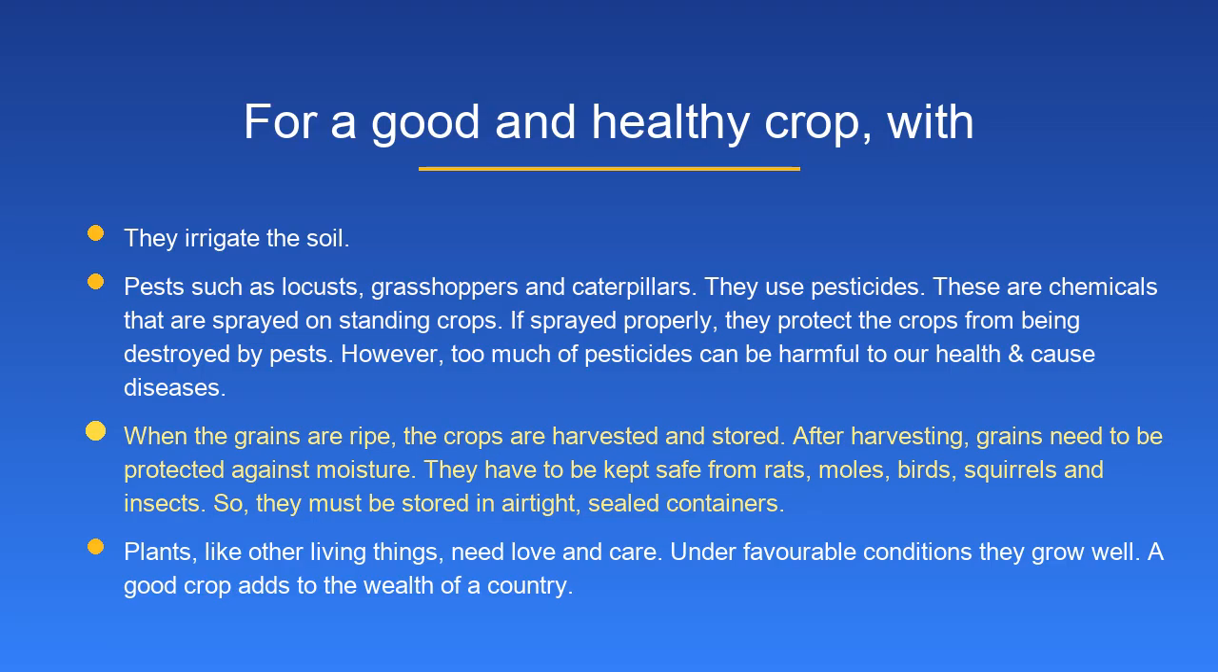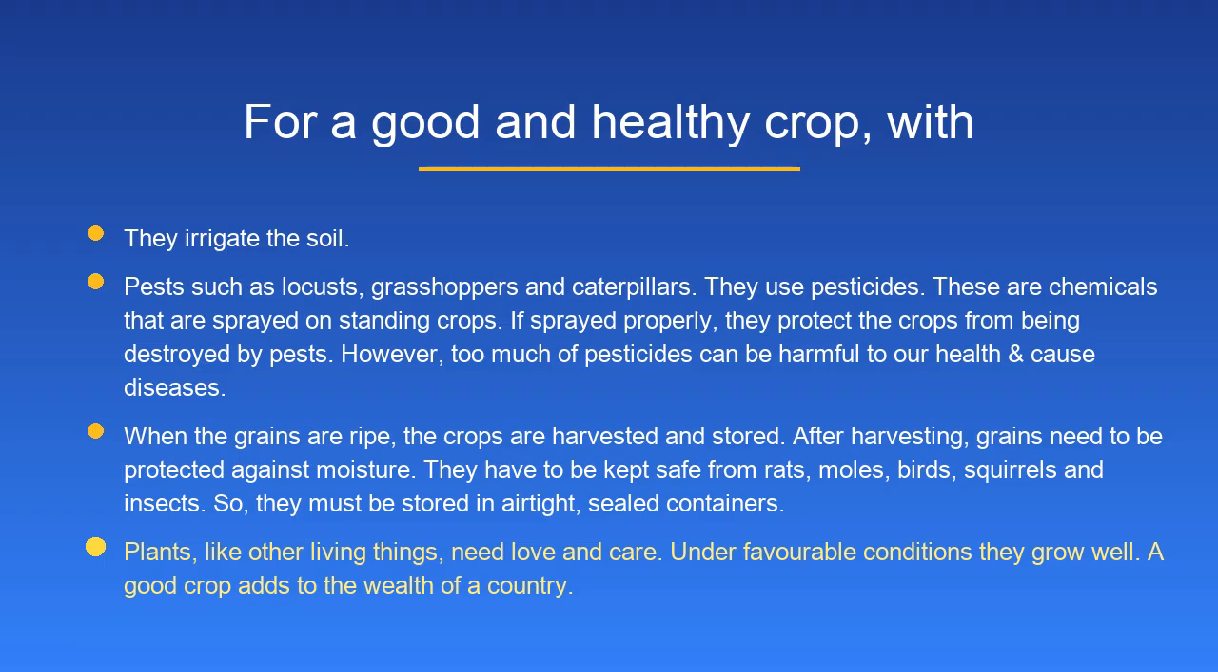When the grains are ripe, the crops are harvested and stored. After harvesting, grains need to be protected against moisture. They have to be kept safe from rats, moles, birds, squirrels and insects. So, they must be stored in airtight, sealed containers.